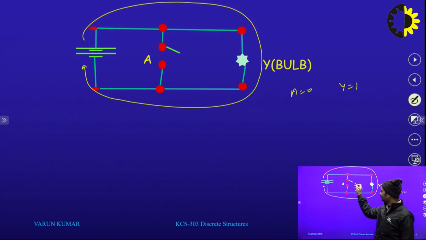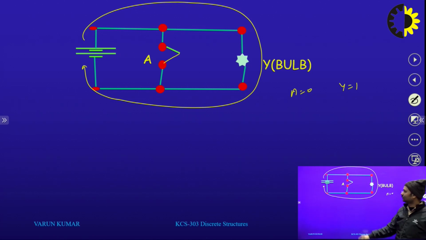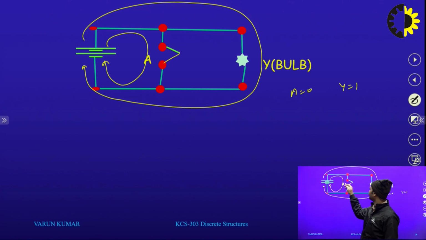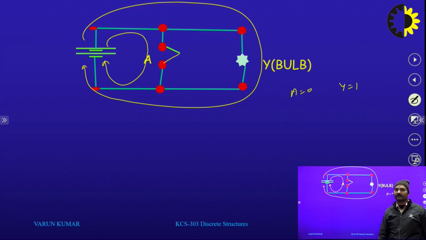If we connect this particular switch, then what will happen? Current always follows the shortest path. So all the current follows this particular path, and only a minute current goes into the bulb. So the bulb does not glow. If A is equal to 1, then Y is equal to 0. So this type of switching circuit is used for the NOT gate.